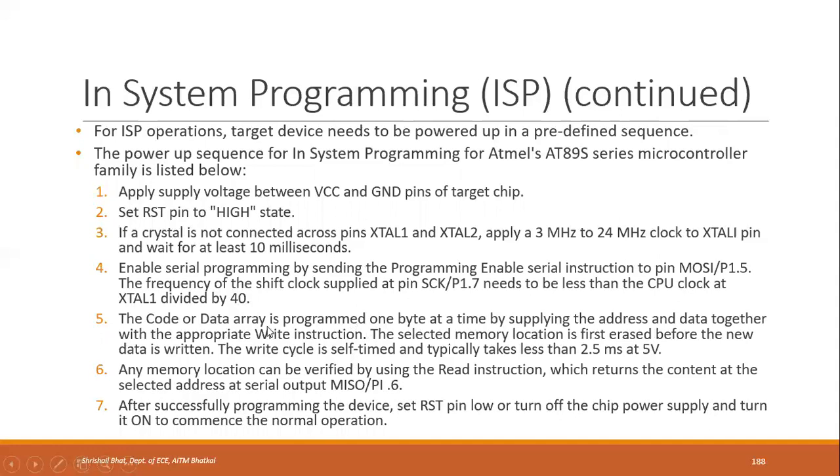The code or data array is programmed 1 byte at a time by supplying the address and data together with the appropriate write instruction. The selected memory location is first erased before the new data is written. So that is what you do every time, right? Then the write cycle is self-timed, and typically it takes less than 2.5 milliseconds at 5 volts. So this is the time for writing.